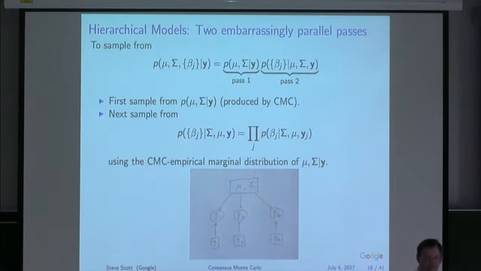What we can do, though, is two passes. In pass 1, we get the plot that I showed you with the posterior distribution of mu's and sigmas. So in pass 1, we get this marginal distribution. And then we do pass 2.